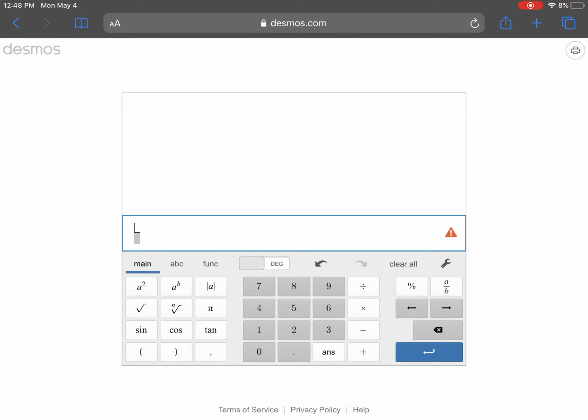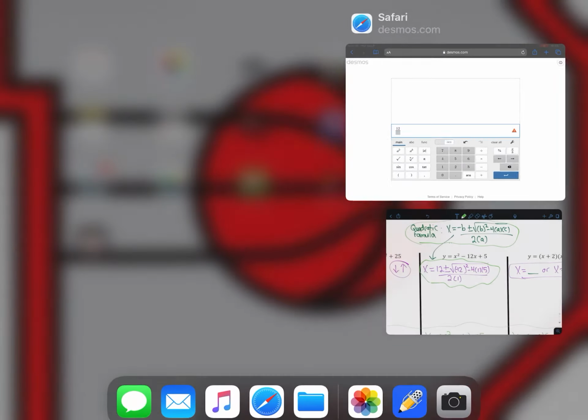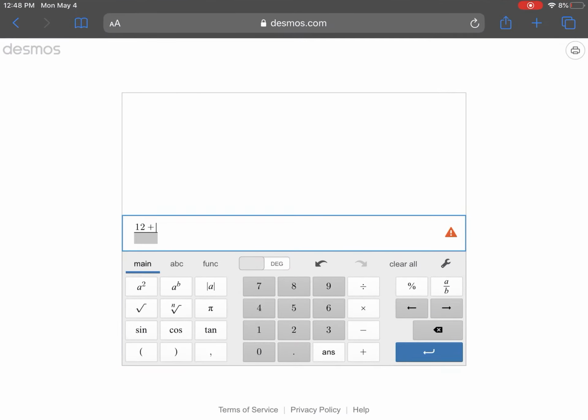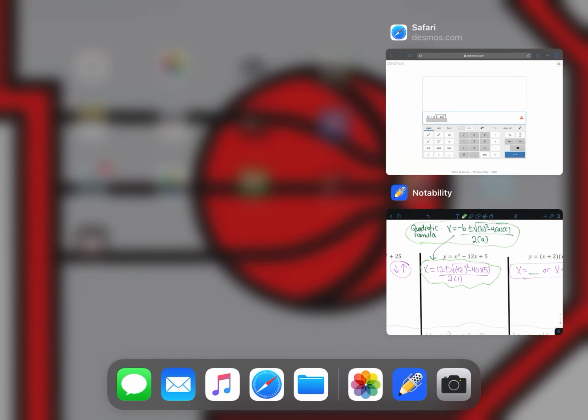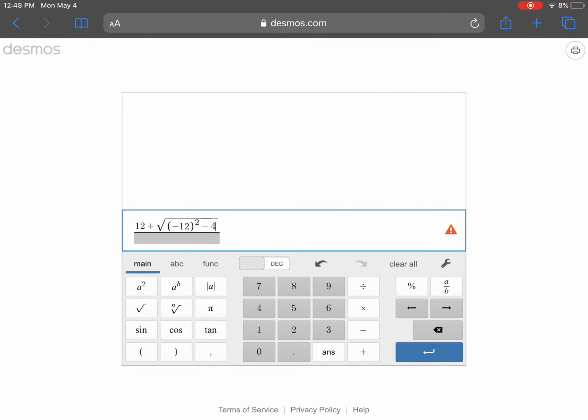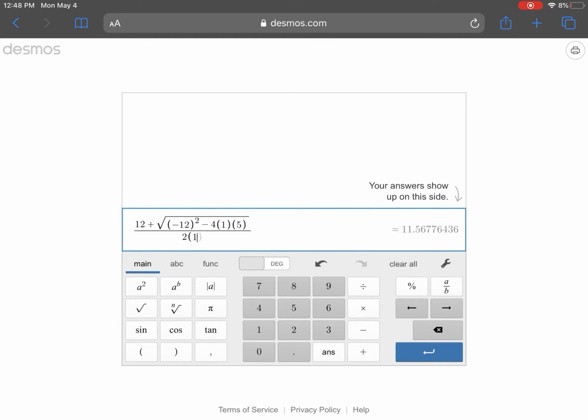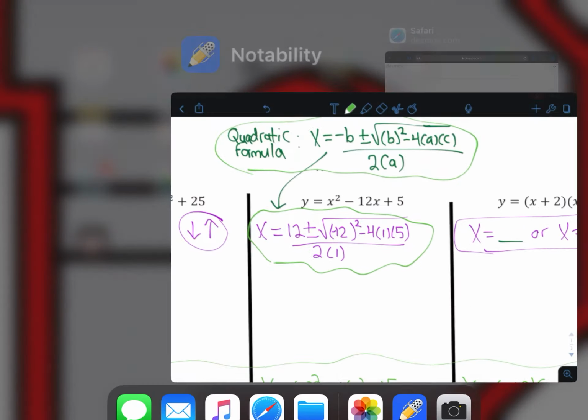Hit that fraction bar first, so it'll be 12 plus. Don't forget the plus, by the way. People love forgetting the plus, and they get different answers. So negative 12 squared minus 4 times 1 times 5, all over 2 times 1. And as you can see, I get one of the answers, and then you can change that plus to a minus to get your second answer. Again, I'll let you write those down, just a reminder of how to do that.